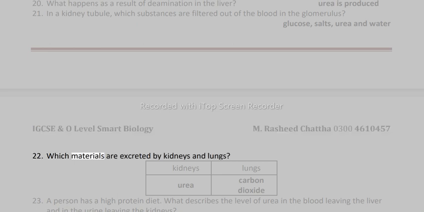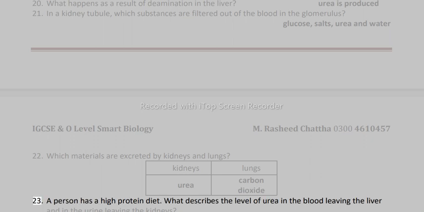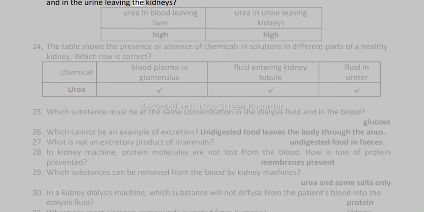22. Which materials are excreted by kidneys and lungs? Kidneys: urea. Lungs: carbon dioxide. 23. A person has a high-protein diet. What describes the level of urea in the blood leaving the liver and in the urine leaving the kidneys? Urea in blood leaving liver, urea in urine leaving kidneys: High.